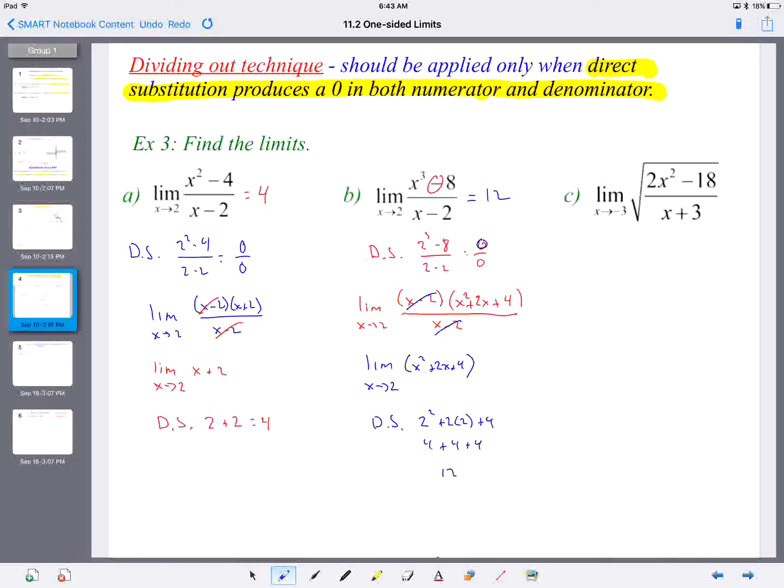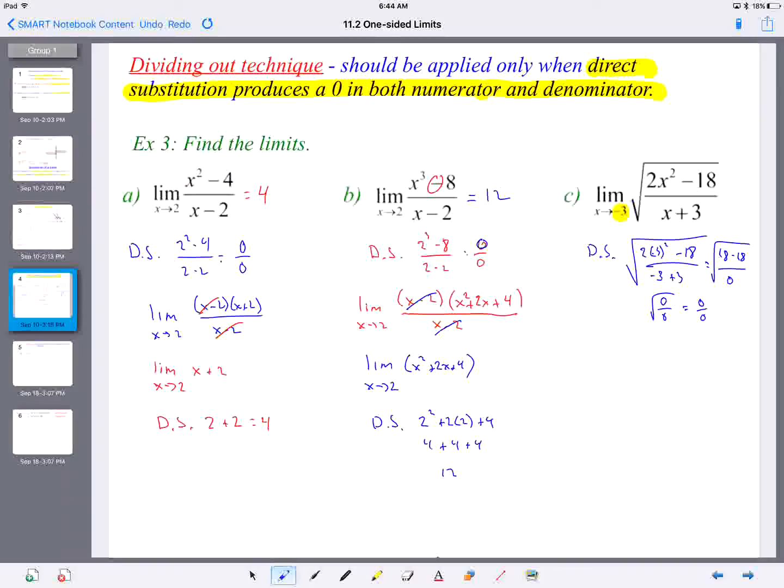So we'll look at one more, maybe look a little different on this one, but kind of the same idea. It's just a square root that you have. We're looking for the limit as x approaches negative 3. Once again, we do our direct substitution first. So we got the square root of 2 times 3 squared minus 18, and then negative 3 plus 3. So that's going to give us 9 times 2 is 18, so that's 18 minus 18 over 0, and that's 0 over 0. So we still get the same thing as 0 over 0.